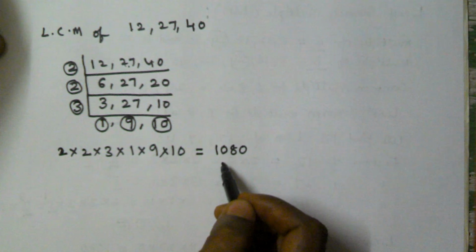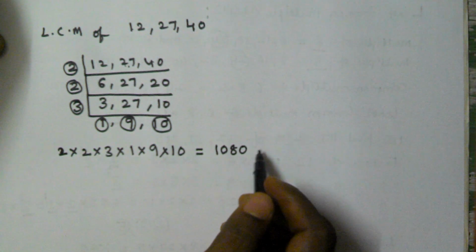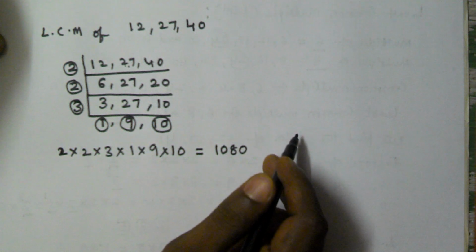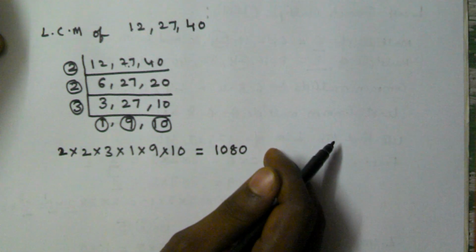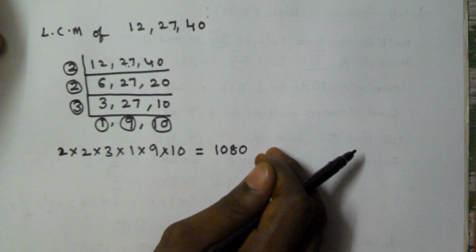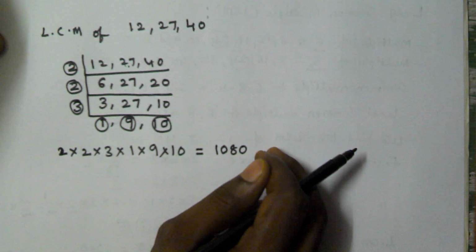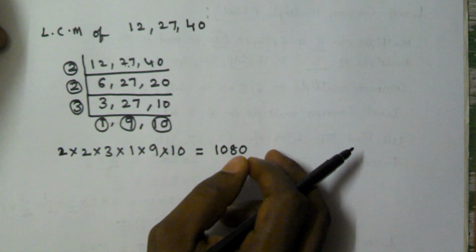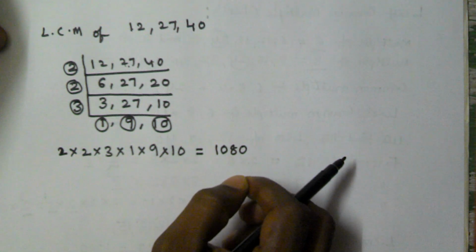So first I explained that LCM is the least non-zero number of common multiples of two or more numbers. There are two methods: one is the factorization method and the other is the division method. And we have seen both methods in this video.